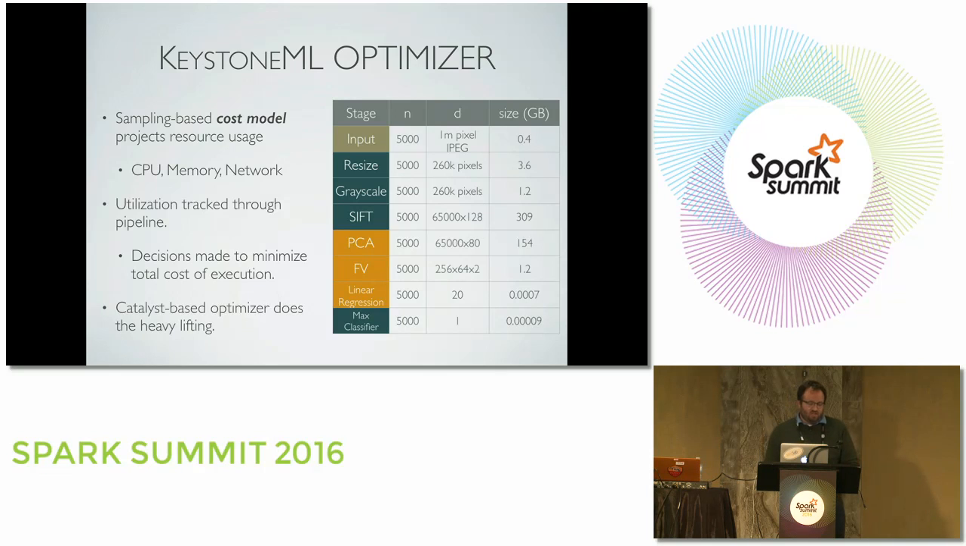The first level of decisions that we make, in the case of this particular pipeline: these three operators, PCA, Fisher vector, and linear regression, all have multiple implementations in the system. So we're going to pick the implementation that's going to run best given our problem shape and size and the size of our cluster.